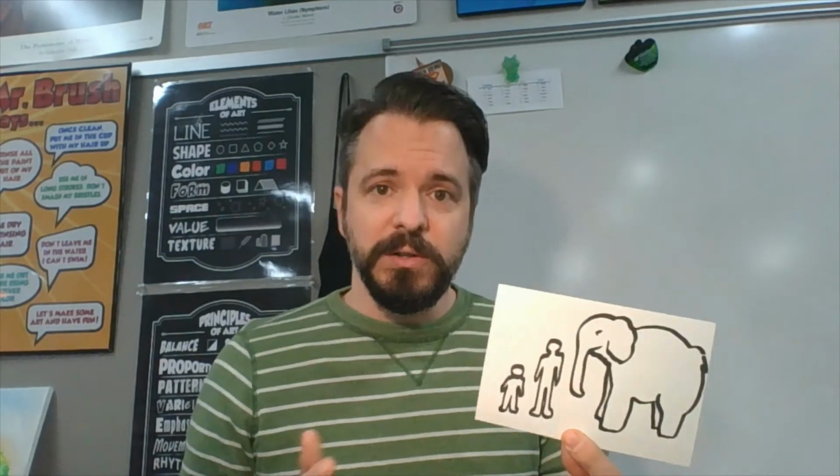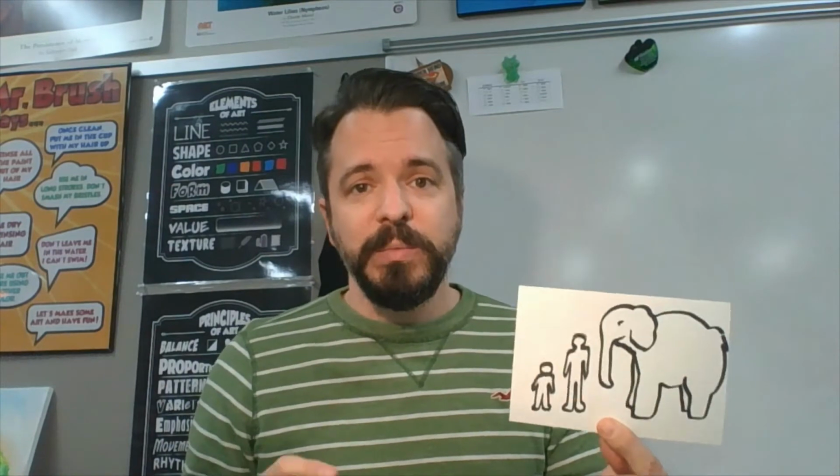Here's another example I sketched up real quick. A little boy is shorter than a grown man. A grown man is shorter than an elephant. And those all have to be pretty close to accurate, otherwise the art's going to look kind of funny, right? So it's important to think about how big you're drawing things in your picture. So that's just good to know in general.